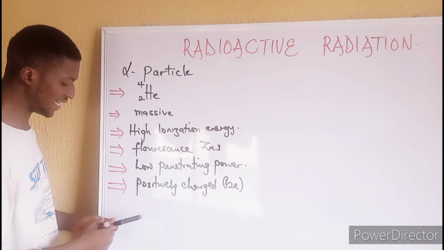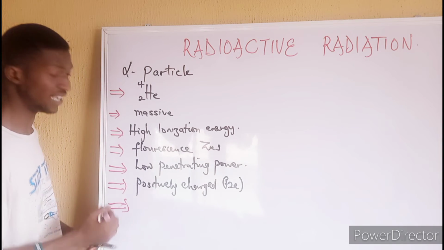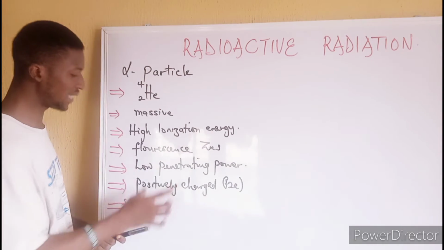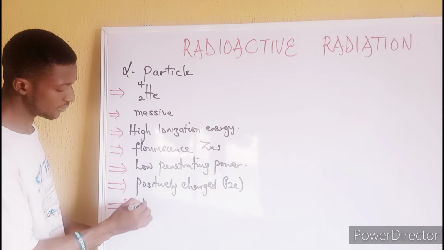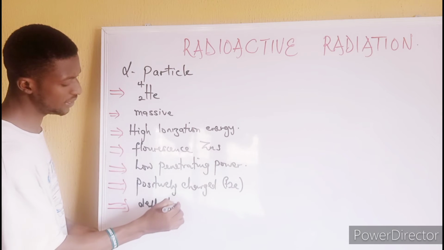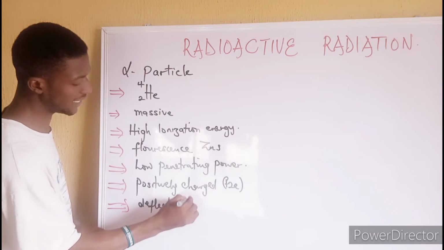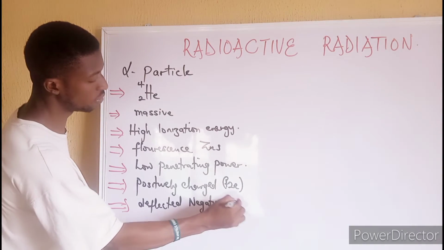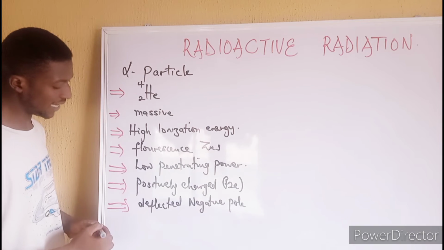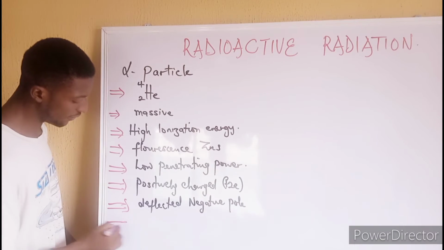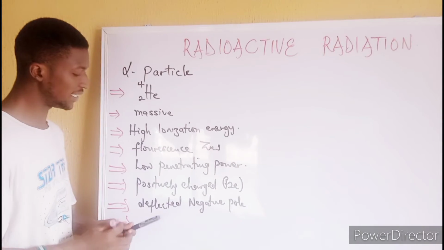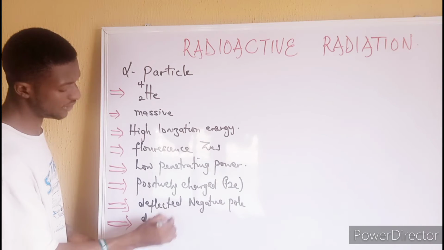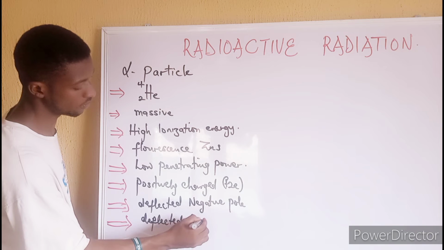So what are the negative charges? Let's look at it in the case of an electric field. If an electric field is placed close to the alpha particle, it will be deflected toward the negative pole of the electric charge. And in the case of a magnetic field, it will be deflected toward the south pole.